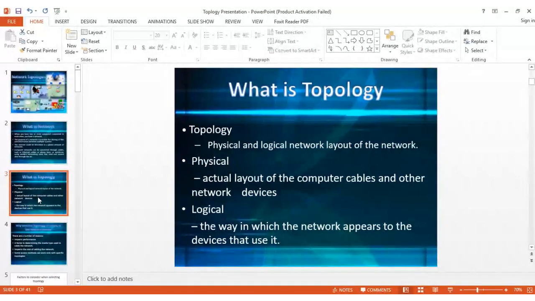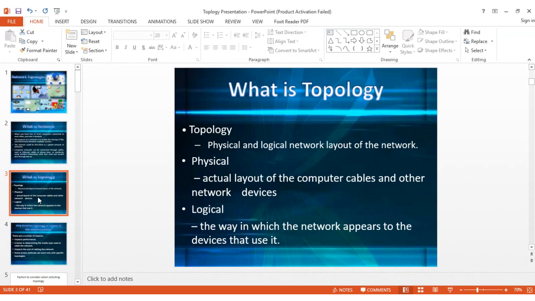When we talk about the physical layout, this is the actual layout, or how the switches or routers are connected together. In the physical layout, we are able to see the devices. Then there is the logical layout. The logical layout is the way in which the network appears to the devices that use it. We as users do not see that logical, conceptual layout. Only the devices that communicate with each other are able to see that layout. That is the difference between the physical and the logical topology layout.